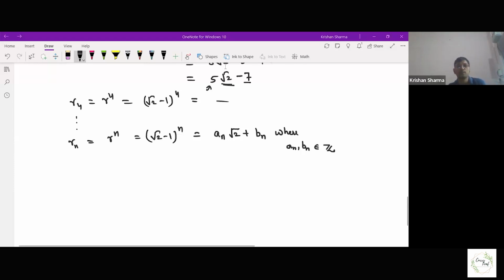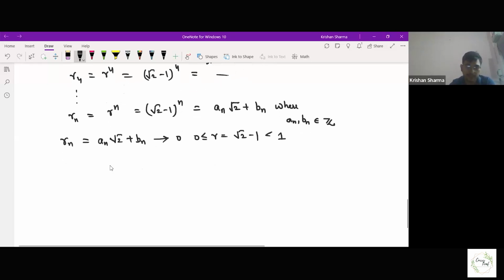Okay, so now we have a sequence of the form an square root 2 plus bn, which is our sequence Rn, and that sequence is going to 0 because I already told you that r is square root 2 minus 1, which is less than 1 and greater than or equal to 0.